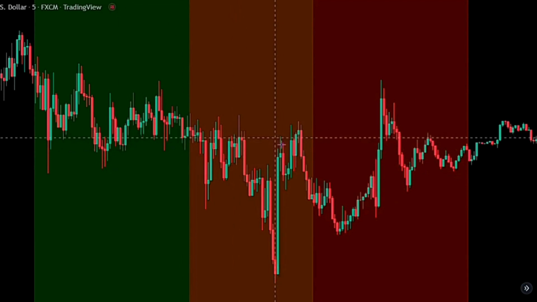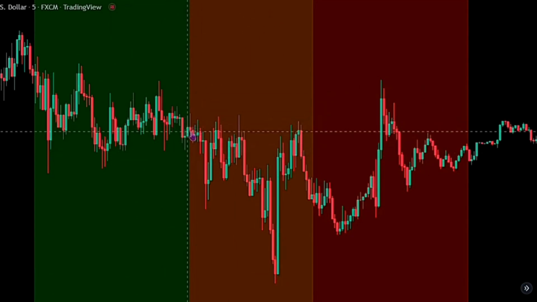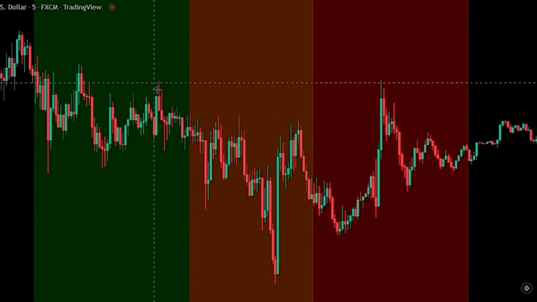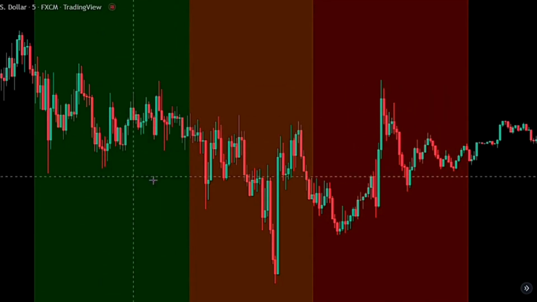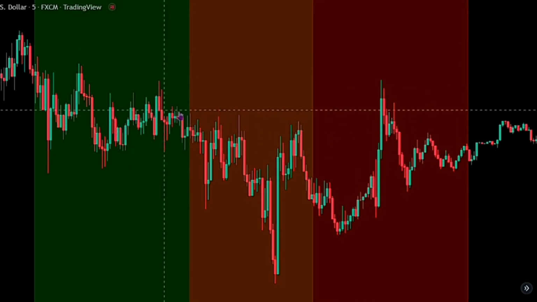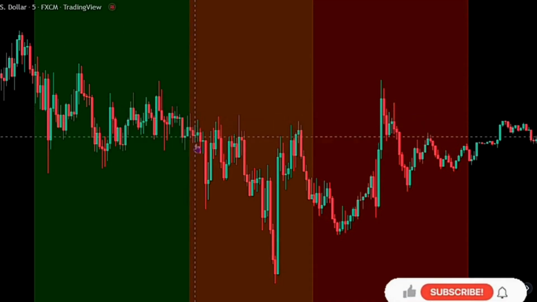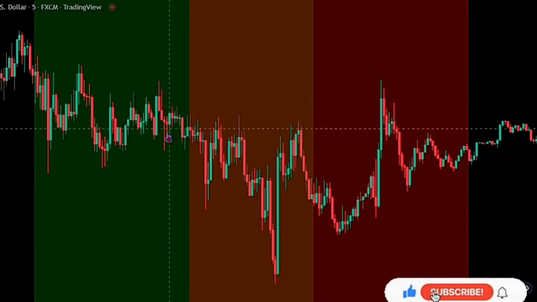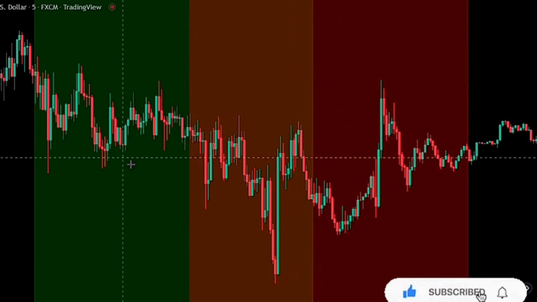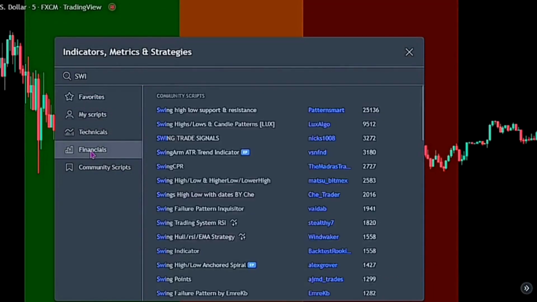Now, what we hunt for is to determine what could possibly happen when the New York session kicks in, as we tend to determine what levels of support and resistance happened last on the chart during the London session, before we take position in the market for price breakout at the beginning of the New York session. To quickly identify that, as there are a lot of people who find it difficult to spot these levels, we would be adding the support and resistance indicator. So go ahead and search for the swing high-low support and resistance by Pattern Smart.